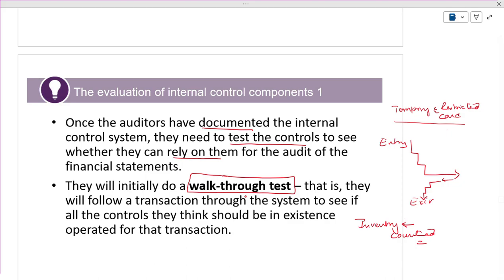That is, follow the transactions through the systems to see if all the controls that they think should be in existence operated for the transactions. I gave a simple example, that you are talking about the entry and exit. You will go to the client place, you will ask for a card, they will issue the card, and you will see whether the exits and entries are working effectively or not. This is called a walkthrough test.